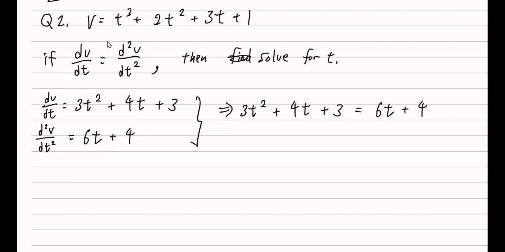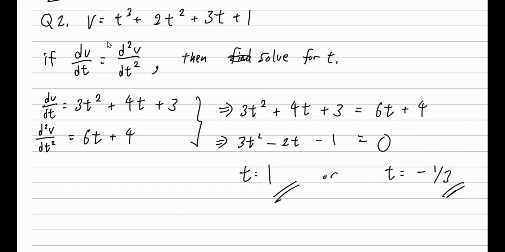Good. Therefore, 3t squared minus 2t minus 1 equals 0. And then calculator is 3, minus 2, minus 1. Oh, it's an error. t equals 1 or t equals -1 over 3. Very good. Exactly. Okay, you got it. The rest is all just practice.